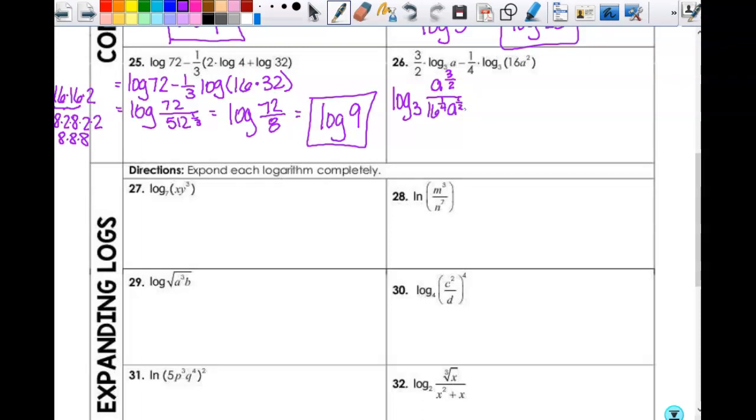So then I use my exponent rules, and what do I end up with in the numerator? A to the 3/2. 3/2 minus 1/2 is 1. So it's just a. And then 16 to the 1/4 power is? To take the 4th root, you take the square root and take the square root again. So it's 2. Okay, we good? What questions do you have?